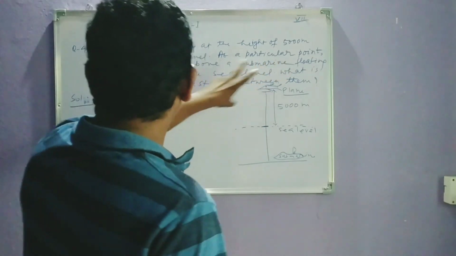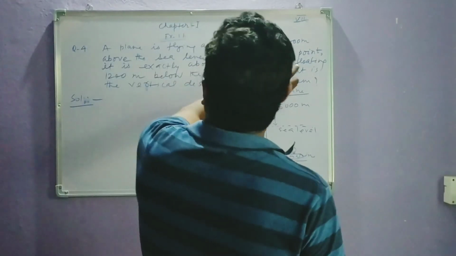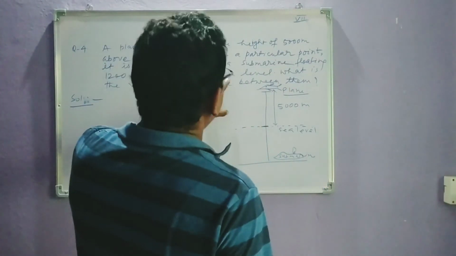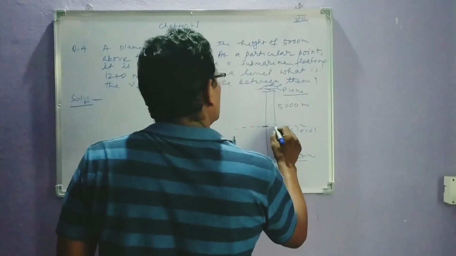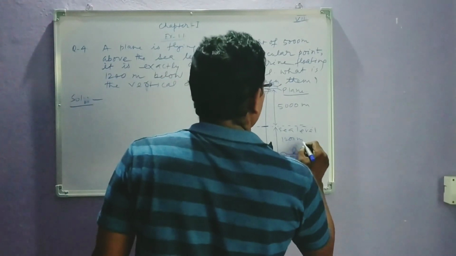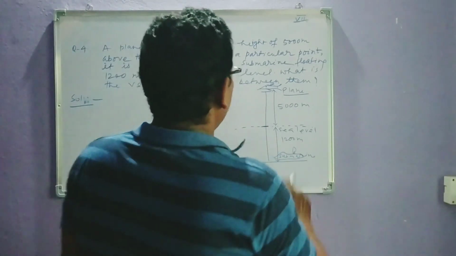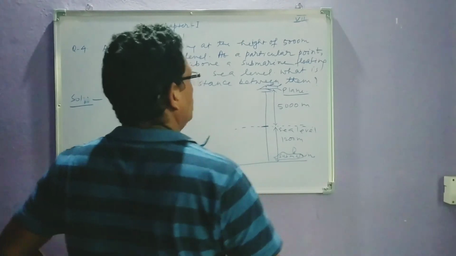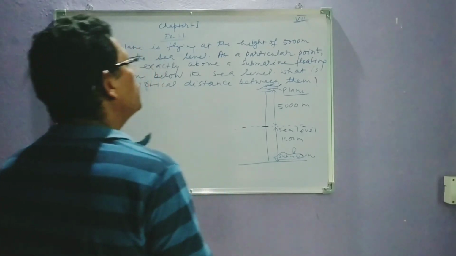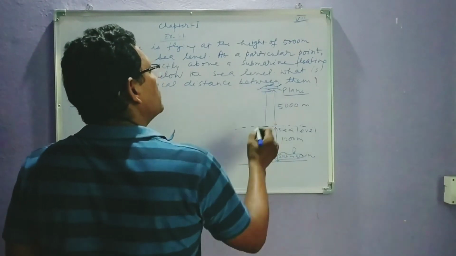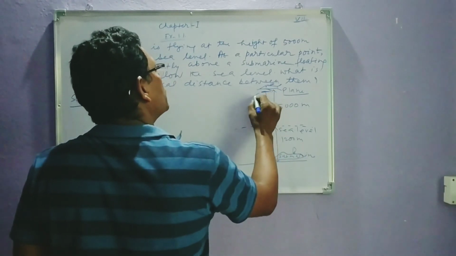At a particular point, it is exactly above a submarine floating 1200 meters below the sea level. So sea level is here and the submarine is 1200 meters from the sea level, because a submarine swims under the water. So this distance is 1200 meters. Now we have to find out the vertical distance, that is from here to here. We have to find this distance.